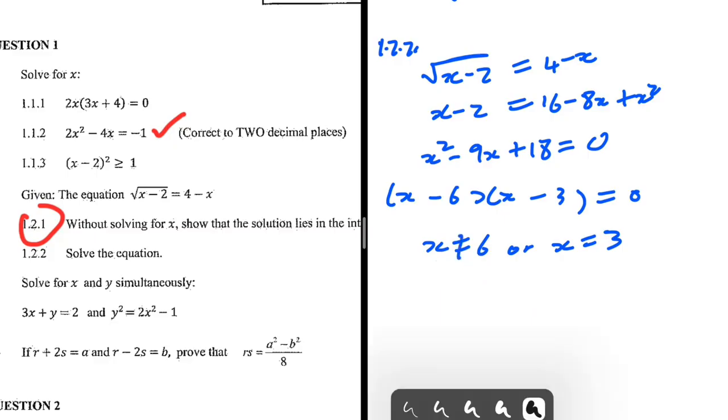Let's substitute x is equal to 3. We're going to have 3 minus 1, the square root of 1 is 1, and then, okay, we are good to go. There we go. So that is 1.2.2.